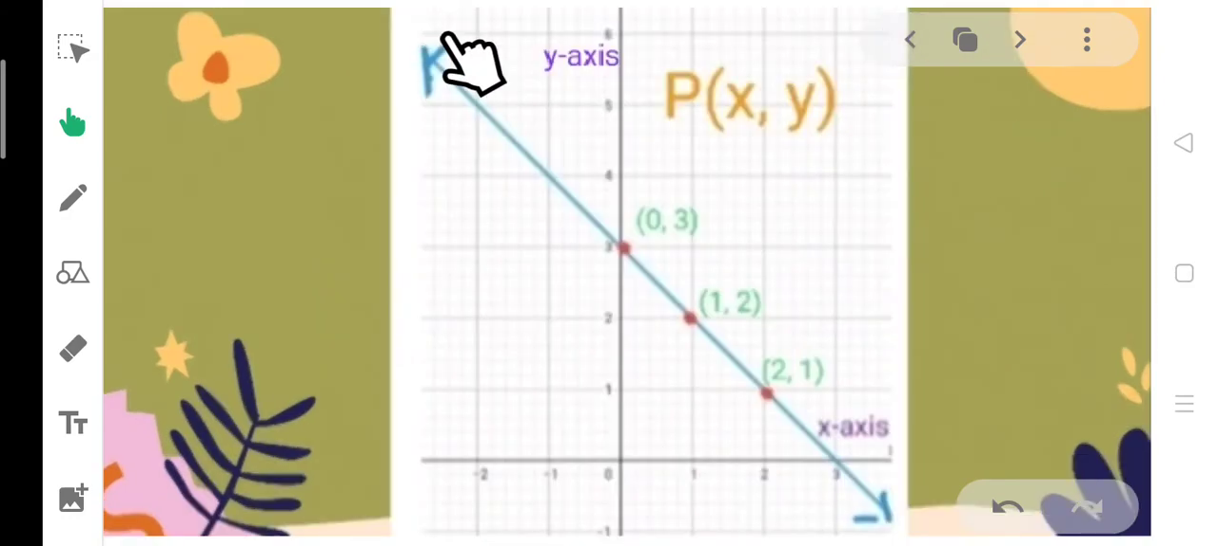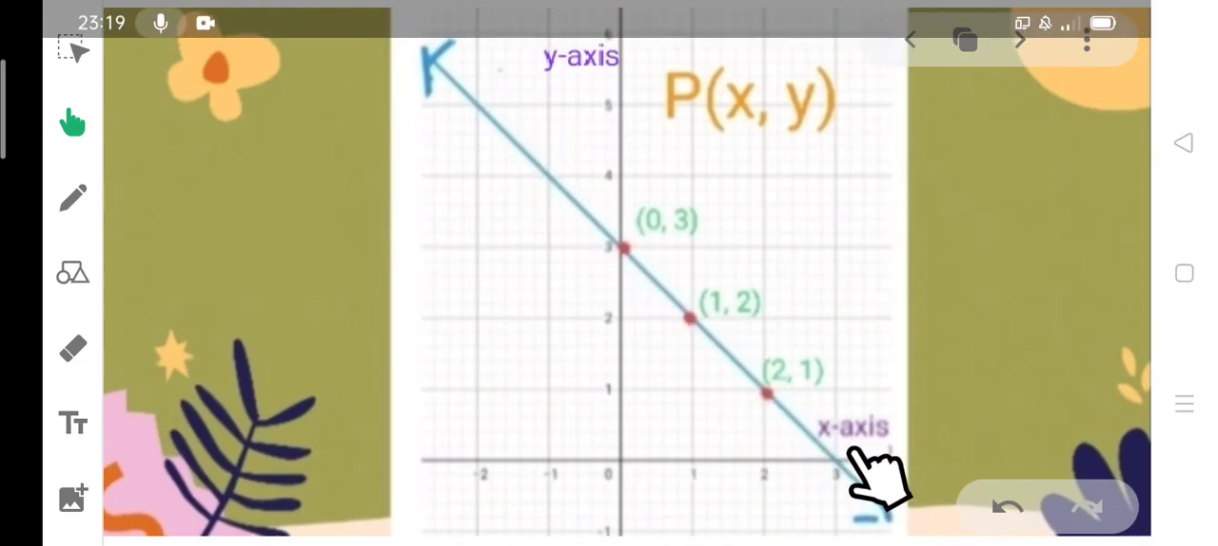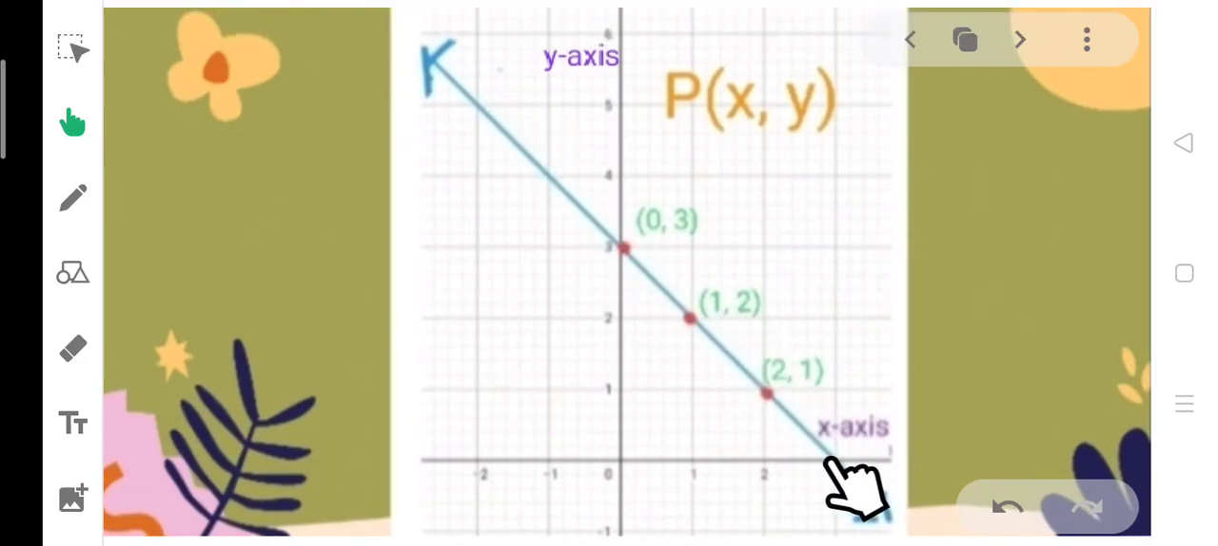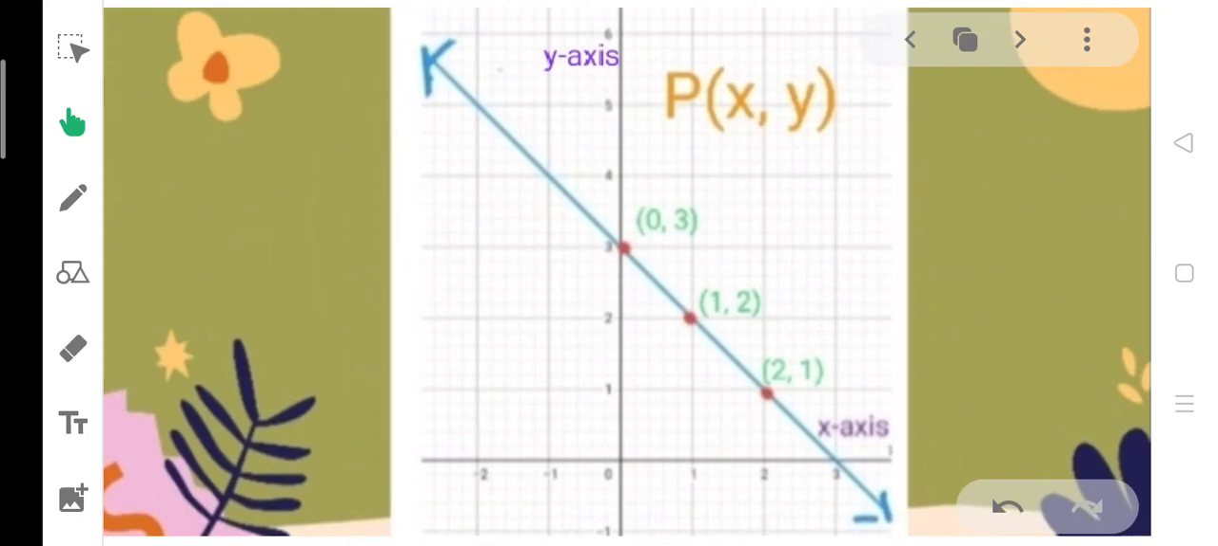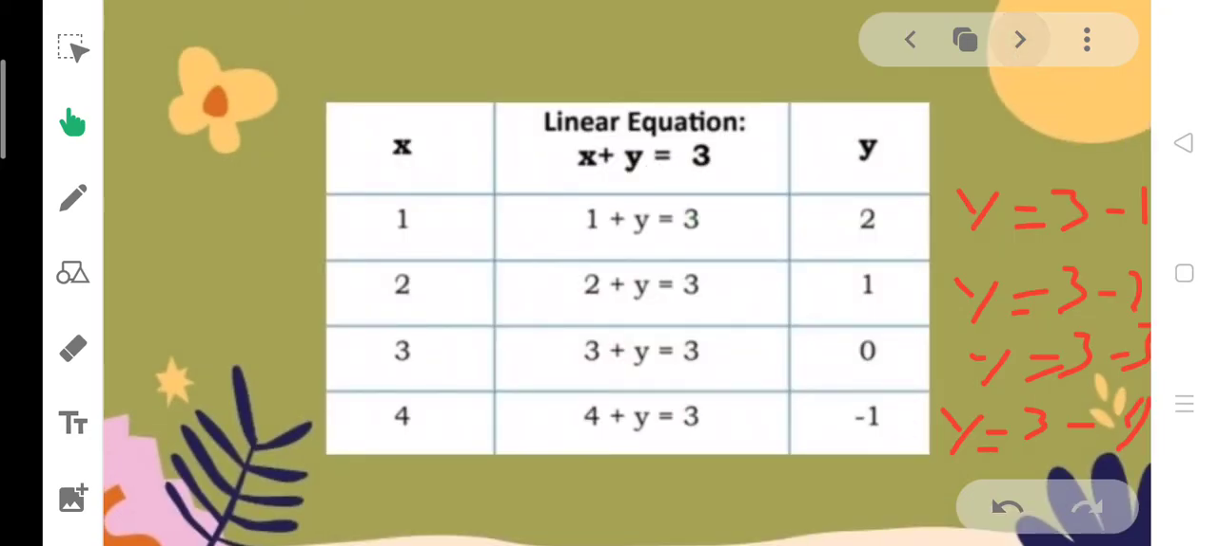So, if we connect the points, they will form a line and it is continuous. That is why we have an arrow here, meaning this is continuous going up there and it is also continuous going down here. So, this is the graph of the linear equation x plus y equals 3. That is one purpose of our rectangular coordinate system, to illustrate the linear equation in two variables.